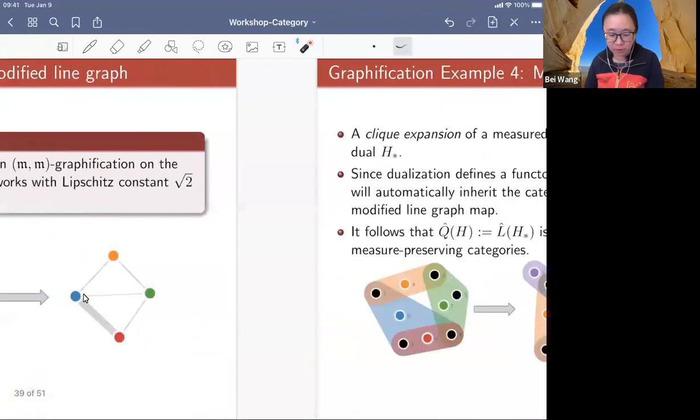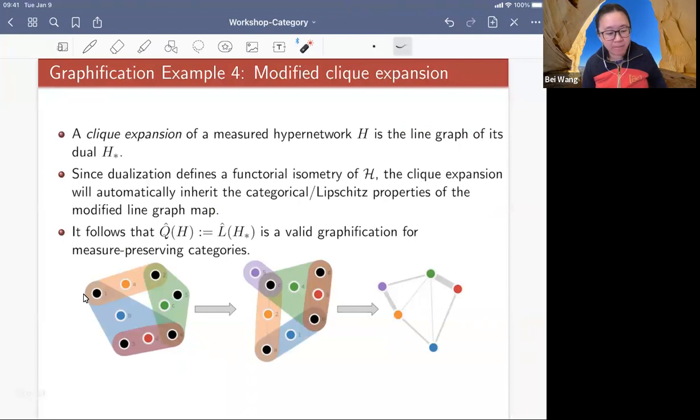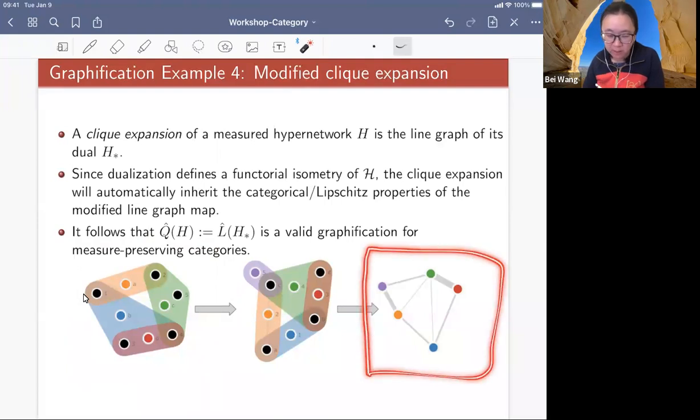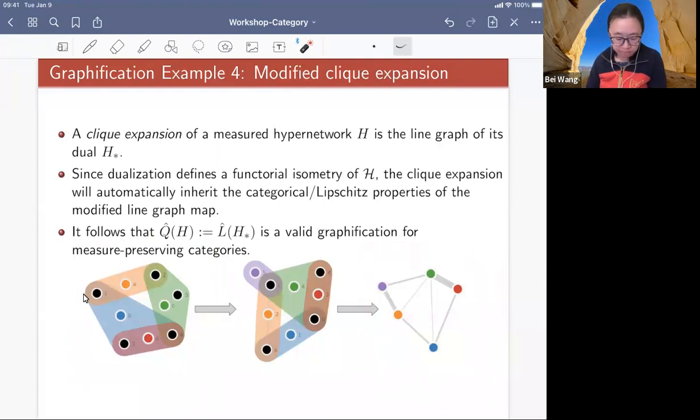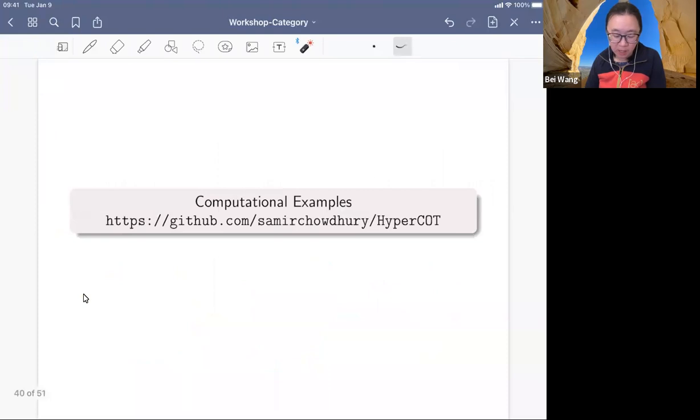Okay, sorry, I flew through that a little bit, but of course the same thing will also apply if you are careful how you map the hypernetwork function. You can also show that there is a nice graphification from the category of hypernetworks to the category of clique expansion.